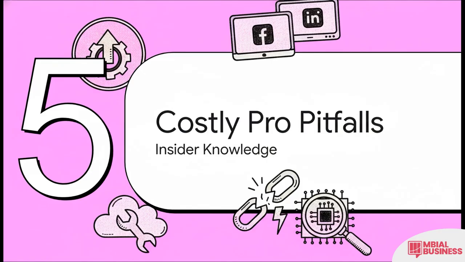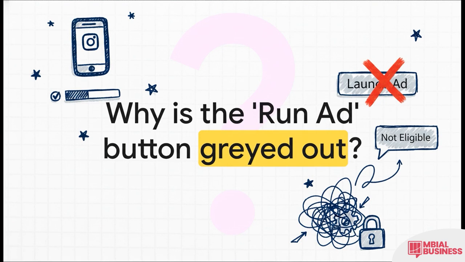All right, now for a little insider knowledge. Just getting into the Ads Manager is step one, but there are a couple of super common technical glitches that can make you want to pull your hair out. Let's solve them right now before they even happen to you. You've seen this, haven't you? You spend hours building the perfect ad, you're ready to launch, and the button is grayed out. It says, not eligible. It is so frustrating, and the reason is usually buried deep in your settings.